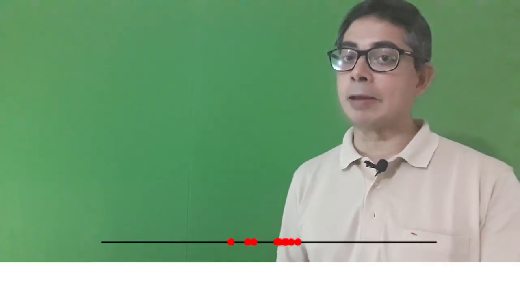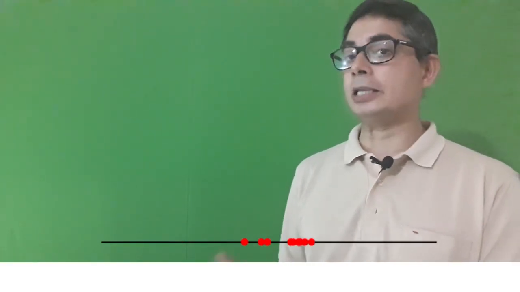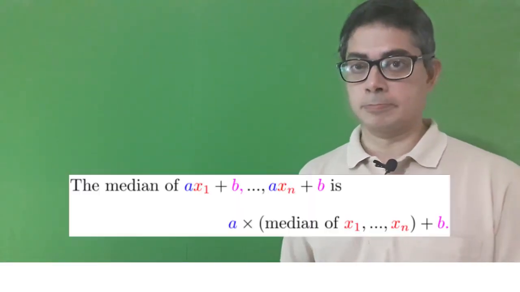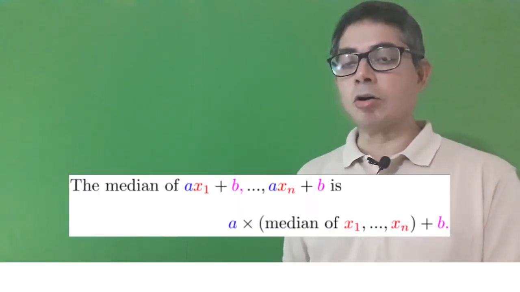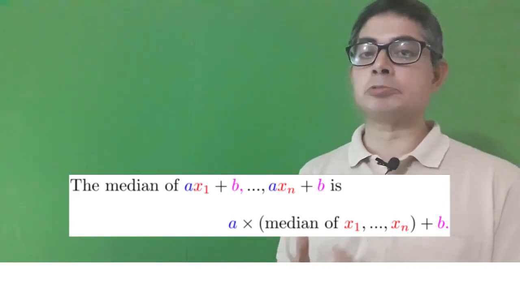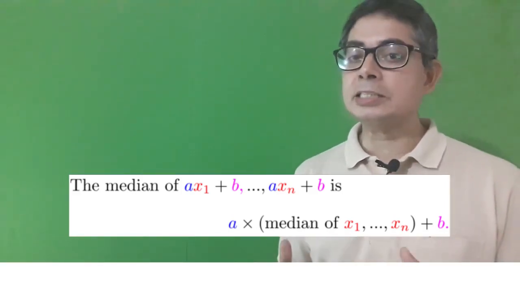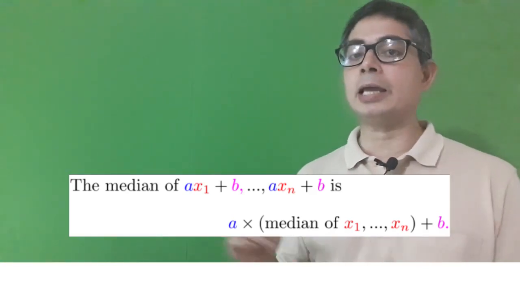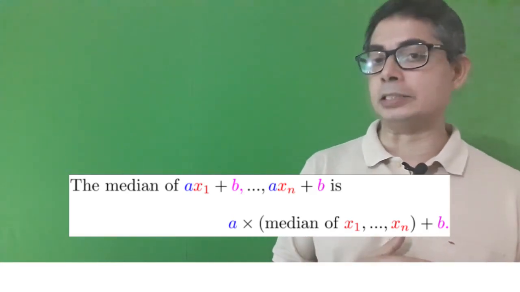Similarly, if you shift all the values by the same amount, the median changes accordingly. So we have this theorem. The median of ax1 plus b, etc., up to axn plus b, is just the median of the original exercise. You multiply that with a and you add b at the end.